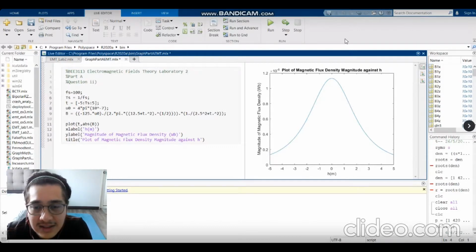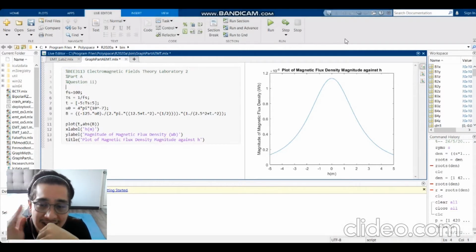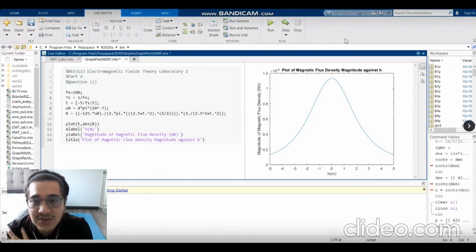But if the gap between H and the current line is 0, we can see the peak, which is where we get the maximum value of the magnetic flux density. So we need to take point P closer to the current line to make the magnetic flux density increase. I think that's all from me. Thank you.